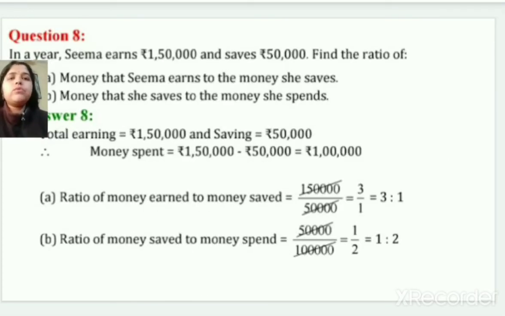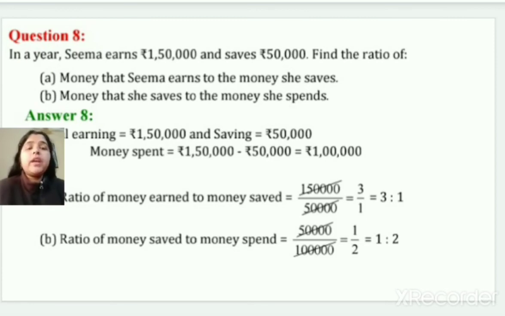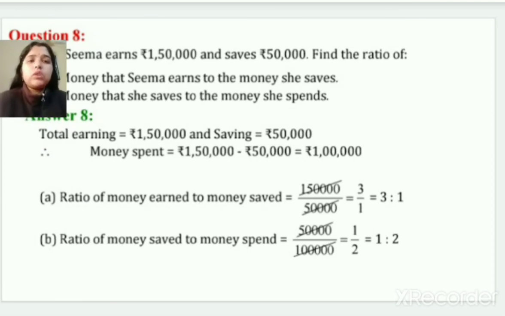Now moving to the next part, we have question number 8. In a year, Seema earns rupees 1,50,000 and saves 50,000. Find the ratio of money that Seema earns to the money she saves. It is already given. So how much does Seema earn? Total earning is 1,50,000 and saving is how much? 50,000. So the money spent will be what?